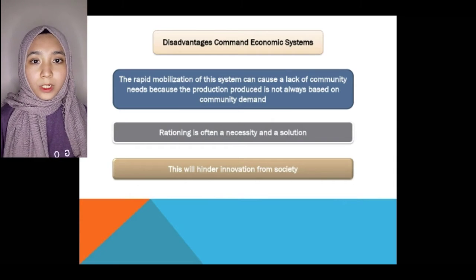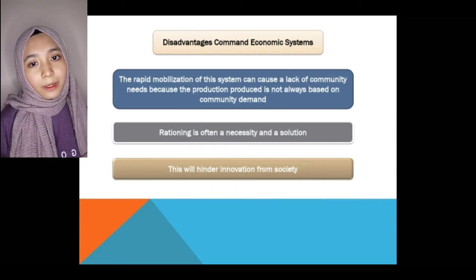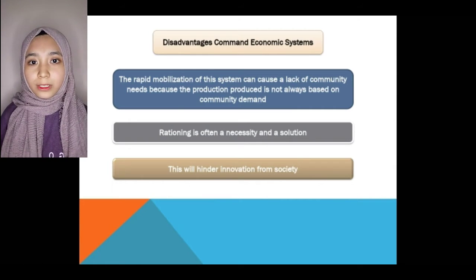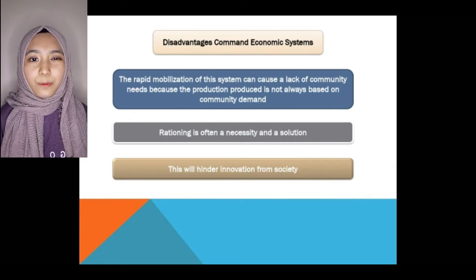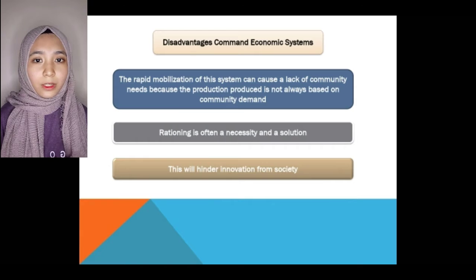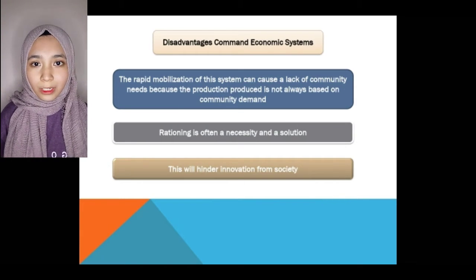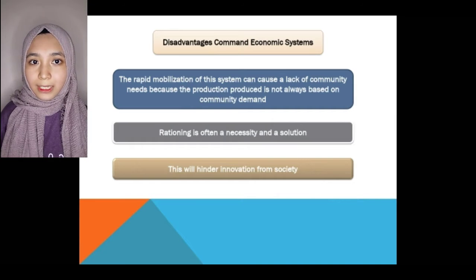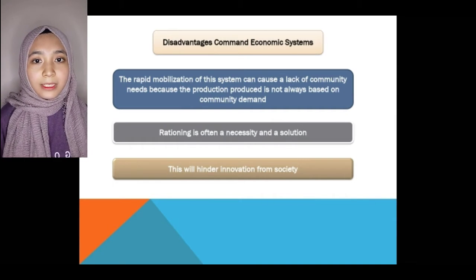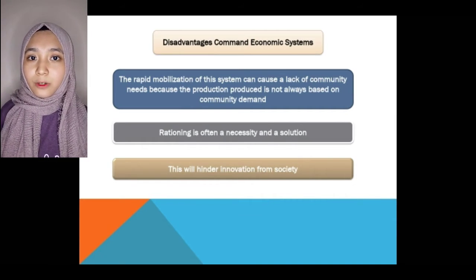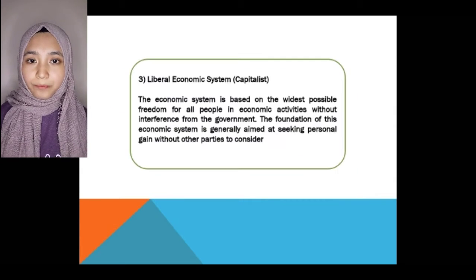The rapid mobilization of the system can cause a lack of community needs because the production produced is not always based on community demand. Rationing is often a necessity and a solution. It will also hinder innovation from society.